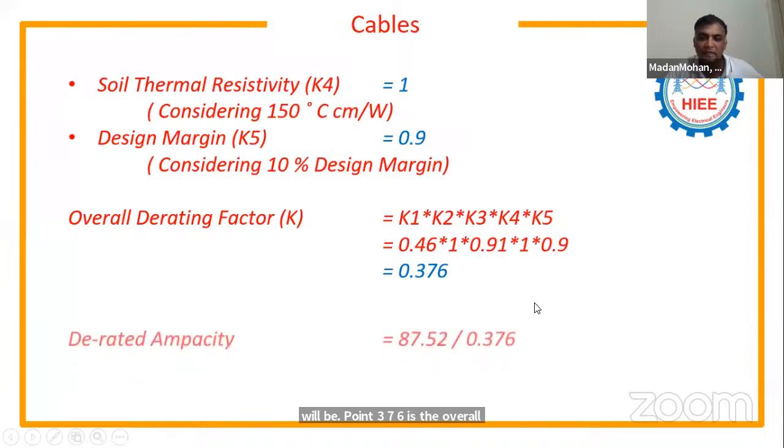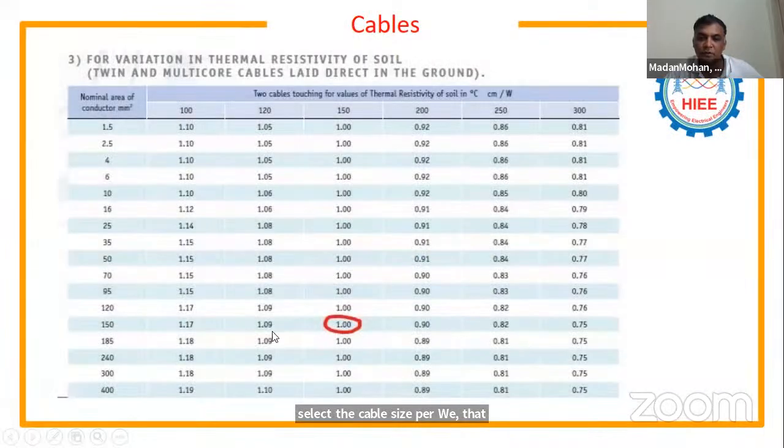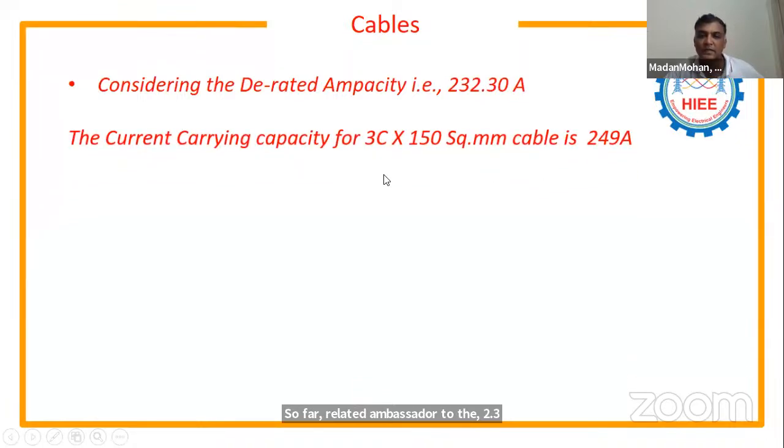Then your derated ampacity equals your full load current divided by the derating factor. So derated ampacity is 232.3 amps. You have to select the cable size for the derated ampacity, that is 232.3 amps. So for derated ampacity of 232.3 amps, your selected cable size is, guys, here you have to make a note of it.